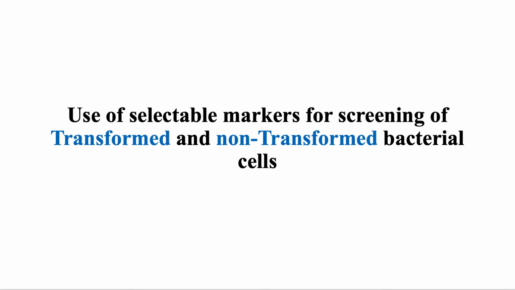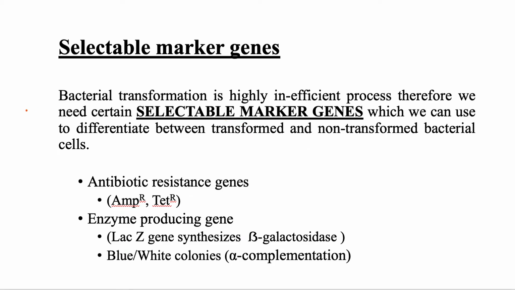Welcome all. In today's lecture, I will talk about the use of selectable marker genes for screening of transformed and non-transformed bacterial cells. So, as I mentioned before, bacterial transformation is a highly inefficient process. So we need certain mechanism or certain selectable marker genes which we can use to differentiate between transformed and non-transformed bacterial cells.